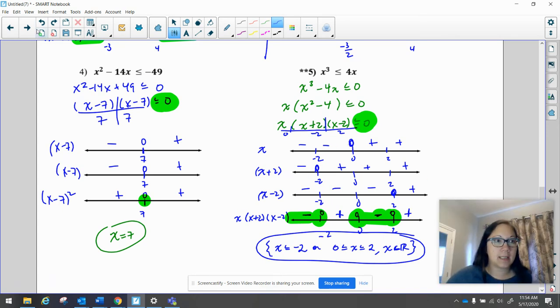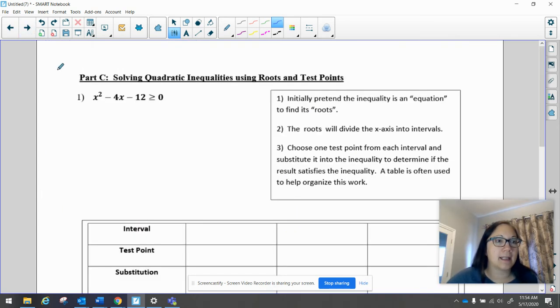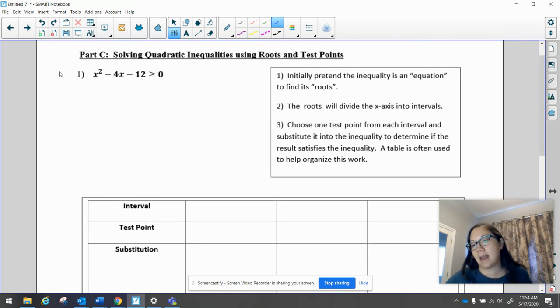Okay, so that's one method. That's called sign analysis, because we figure out all the signs and then we analyze the signs by multiplying them together. In the next section, part C, we're going to use a method called roots and test points. It's kind of similar, but a little bit different. So roots are still basically zeros, so we're still going to do that step of finding that out, but then we're just going to test points similarly to what we did in our last section and see if we get true or false values.